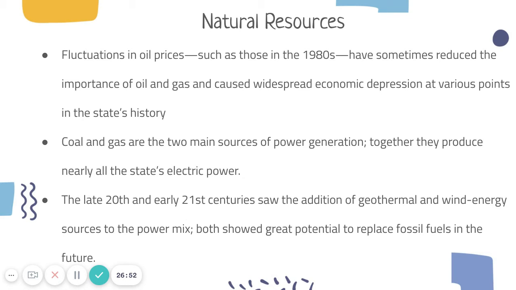However, one thing that takes place is that in the 1980s, and we also saw it in the early 2000s, the oil and gas prices fluctuated. And when this economic depression hits, it causes Oklahomans to start losing their jobs. Okay, why would prices be so important for oil and gas?